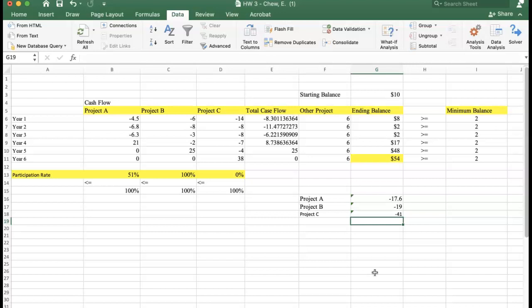And so when looking at that, you can say, okay, well, if I can invest only in one, I would definitely just invest in project B. All right, so here we go. We got a little difference here.